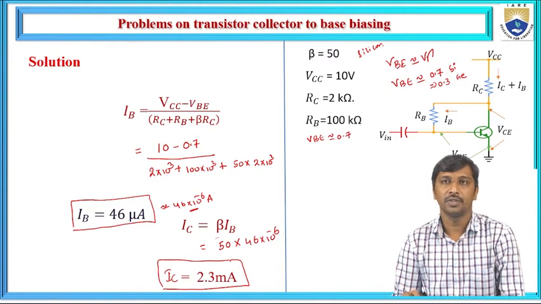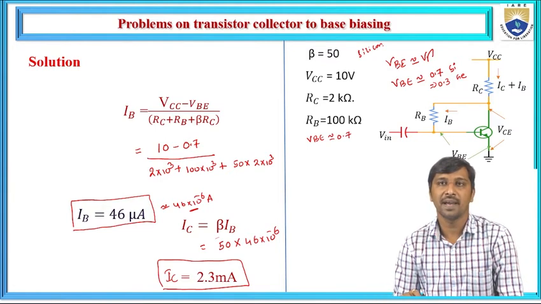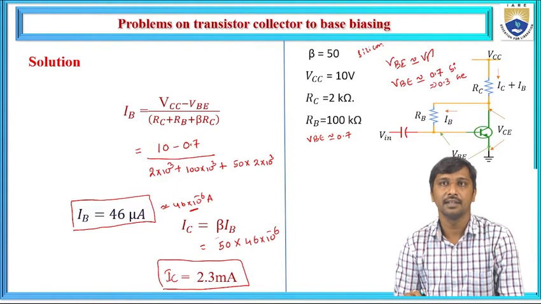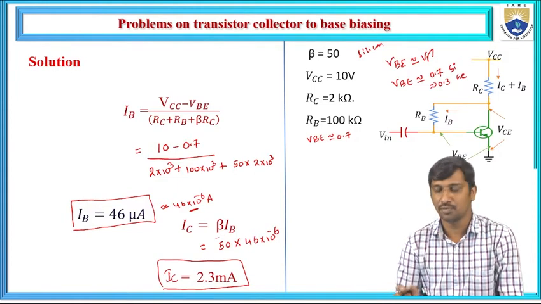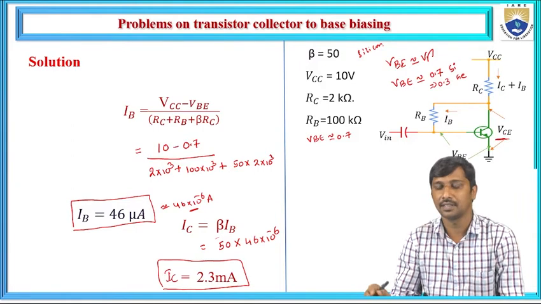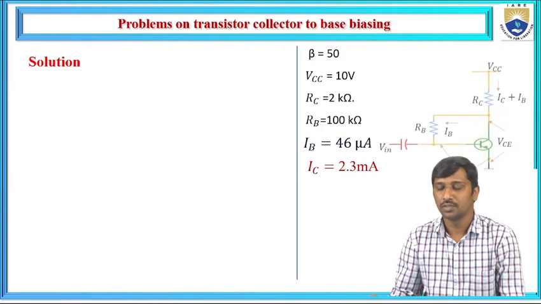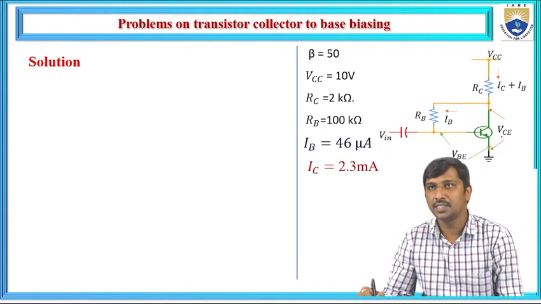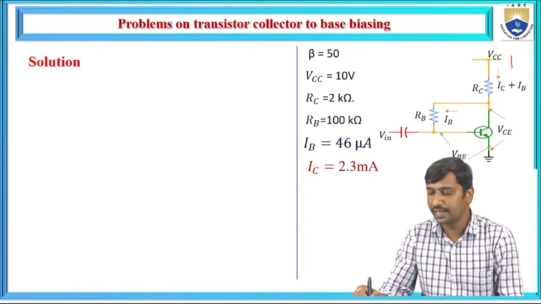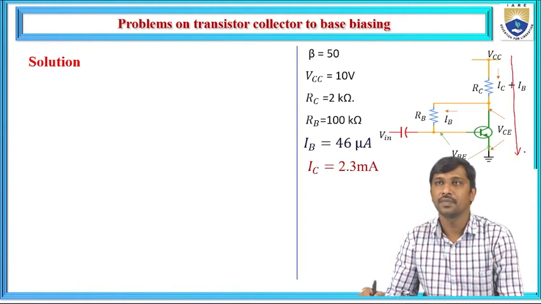To define a Q point, one parameter is the collector current. Another parameter is the VCE voltage, which we need to calculate. How do we observe VCE? VCE is related to the output side. Hence, apply KVL at the output loop.